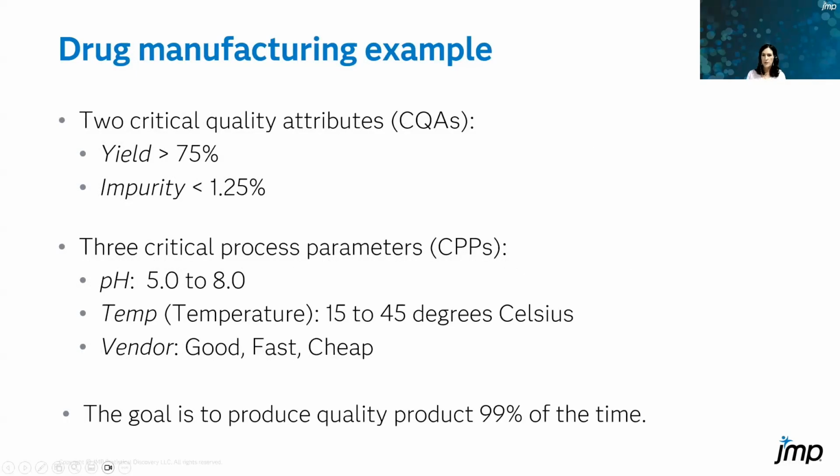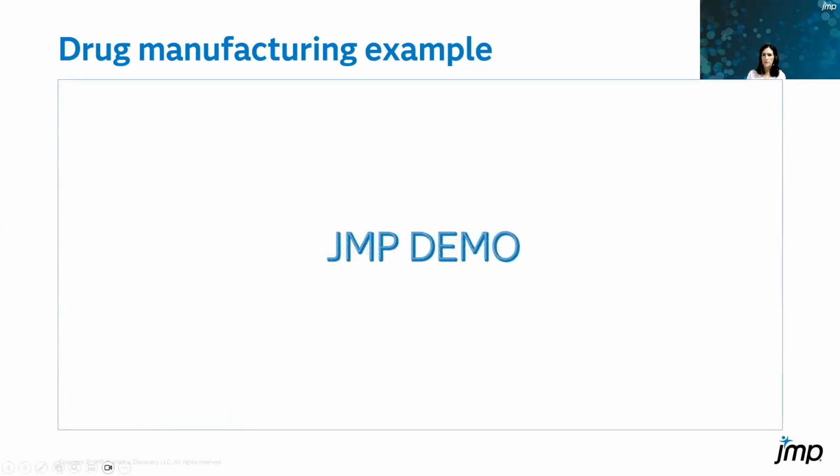So now I would like to show how we can use the Design Space Profiler in JMP to find the optimal operating region or the design space for the example we have already been looking at in the introduction. So just to recap, for our drug manufacturing example, we had 2 critical quality attributes, yield and impurity. We had 3 critical process parameters, pH, temp, and vendor, and we had decided to only look at the cheap vendor. Our goal is to produce quality product 99% of the time. So now let's go to JMP to see how to use the Design Space Profiler to find our design space or optimal operating region for this product. So let's go to JMP.